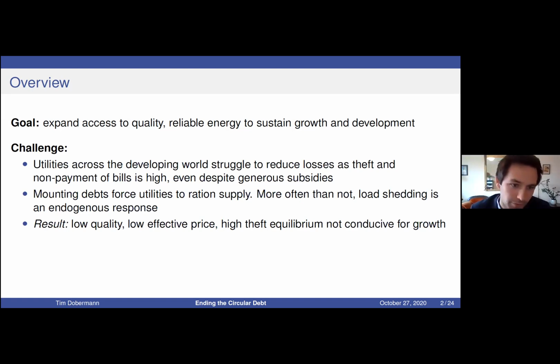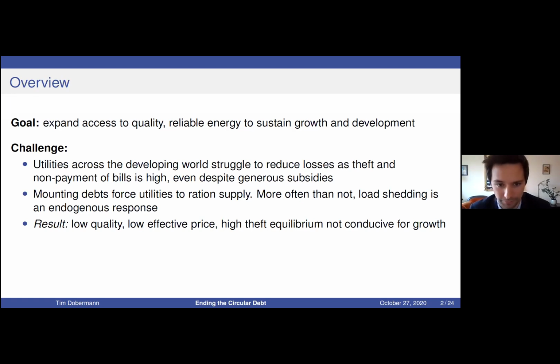So this is, of course, one view. There are other views on this question. But this is definitely one view which I want to try to substantiate today with evidence. And that really shows how, as a result of these mounting debts, you end up in an equilibrium where you have low quality of supply. There's a low effective price.